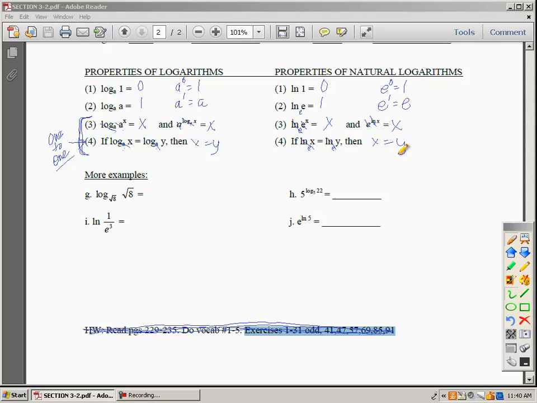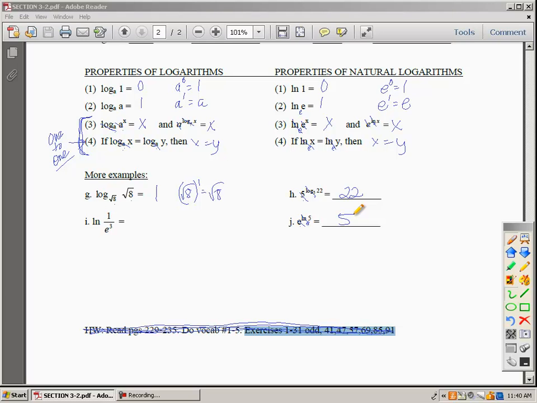So I just want to practice a couple. G, if the base is the same as what's there, your answer is 1 because the square root of 8 to the first power would give you the square root of 8. In H, the base of the exponent is the same thing as the base of the log. They cancel, you get 22. I'm actually going to move straight down. The base of the exponential is the same as the base of the log. Those cancel, you get 5.